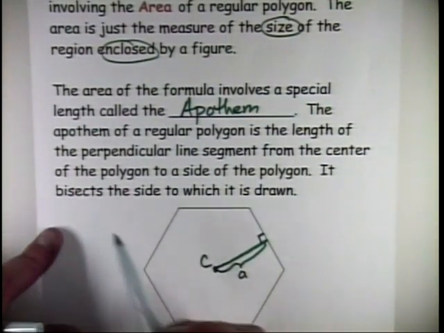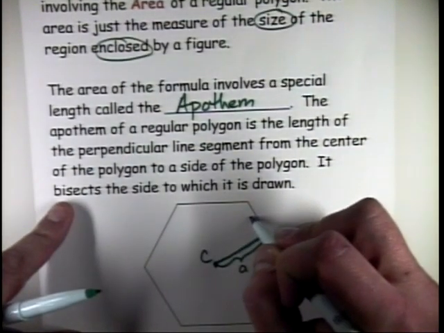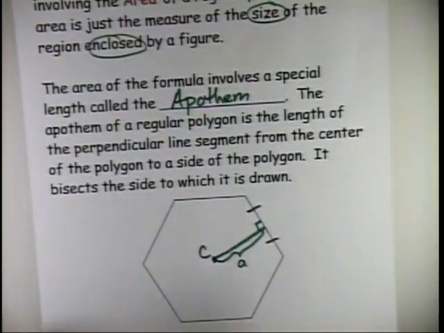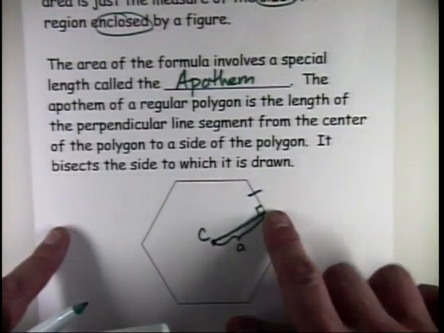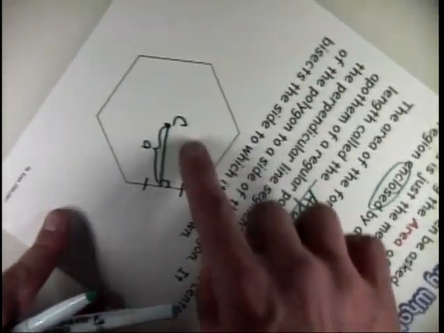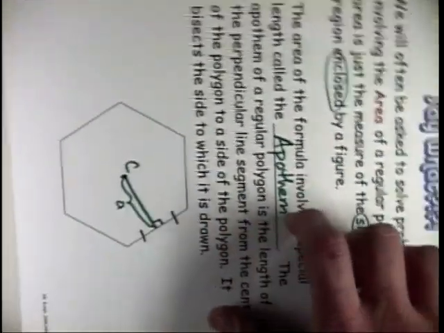It happens to bisect the sides that it intersects, or that it touches over here. So this side length would equal that side length. That's a very important characteristic of an apothem. Now you don't have to draw it from here to here for any particular reason. Notice you can rotate this around, and you can draw it from the center to any convenient side, but it only works for a regular polygon.